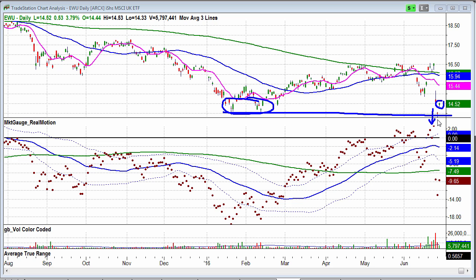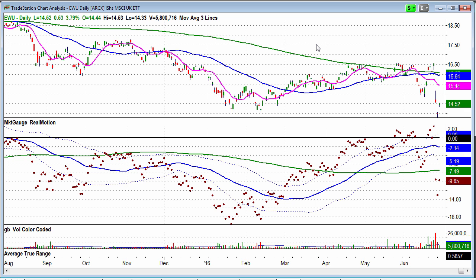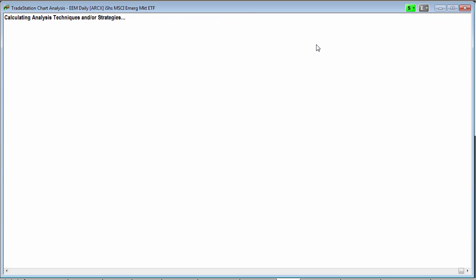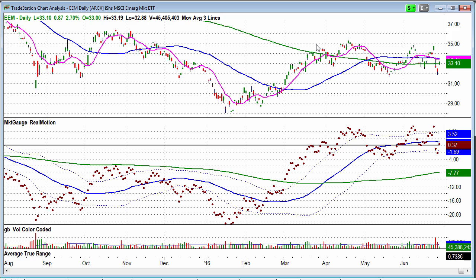Until it breaks that floor, I'm not saying the markets can't go down, but it seems unlikely that we're going to really have a total collapse. Along those same lines, I would expect that the emerging markets would also be susceptible to some pretty significant declines here. And yet, what did the emerging markets do? They held their May lows.